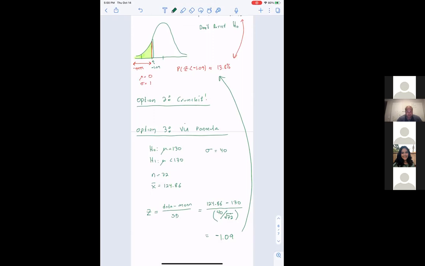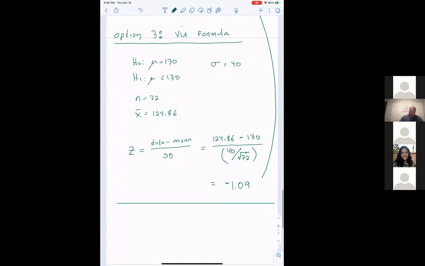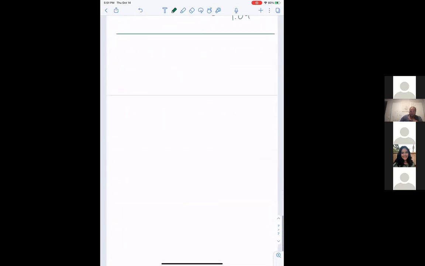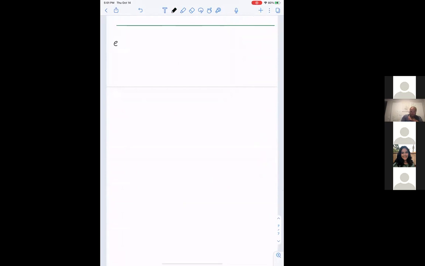Let's do another one, shall we? Let's see if I can find one here. Okay, so here's another example. Before we do another example, are there questions on this example? Okay, so let's do another example. We have the following problem.